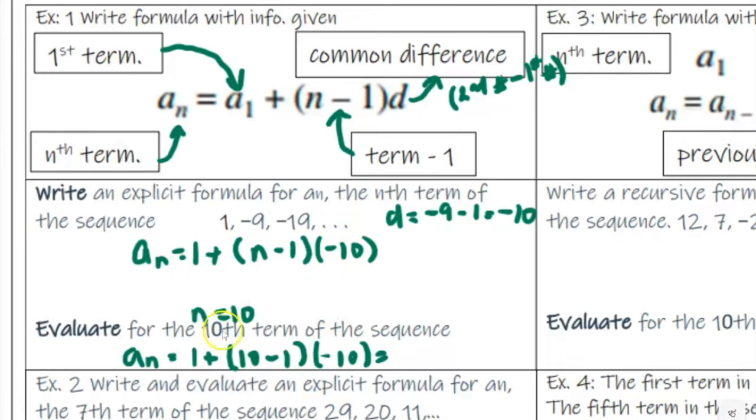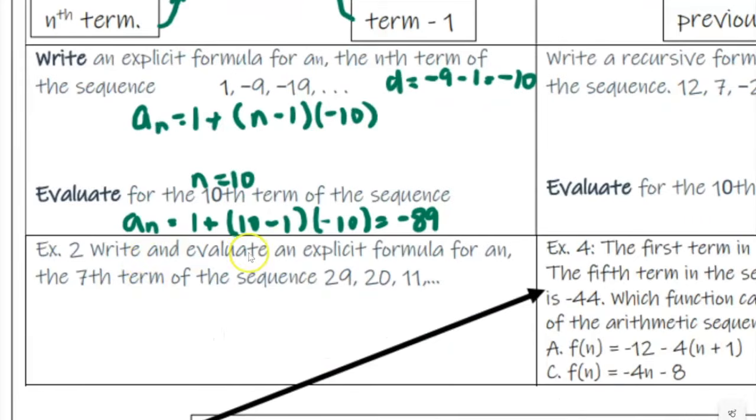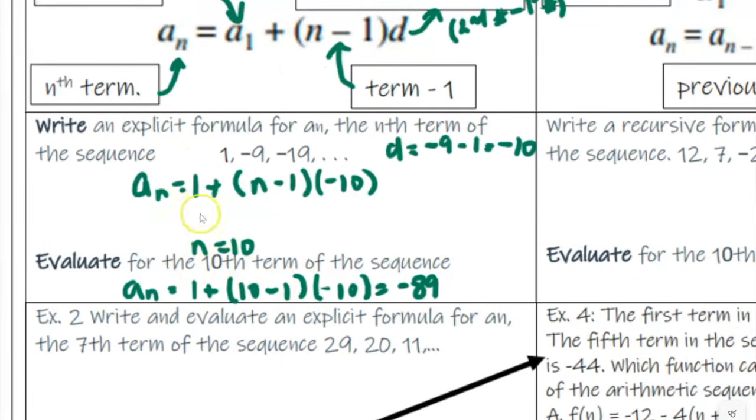You're going to put all of that in a calculator, negative 89. Again, please use the calculator, and type it just like this to make sure that it gives you the right answer. And now we're going to write and evaluate it all together. So I want you to pause the video. You're going to basically do what we just did here for this pattern.